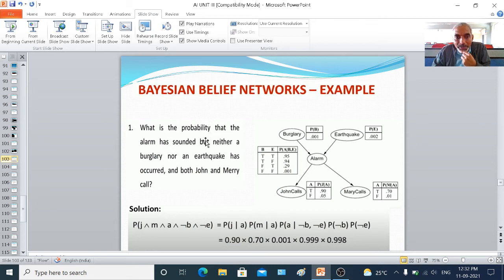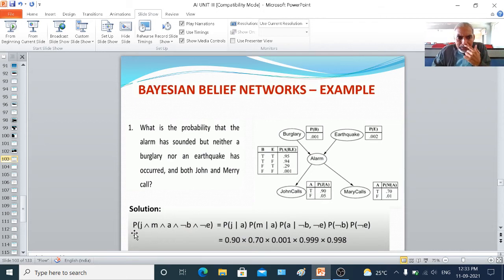Now what is the probability that the alarm has sounded, but neither a burglary nor an earthquake has occurred? That means neither a robbery has happened, nor is there an earthquake, but the alarm has sounded, and both John and Mary have called. So both have called you and told you that the alarm has happened, but in reality there was neither a robbery nor an earthquake. Now what is the chance that this will happen? So we are going to find this.